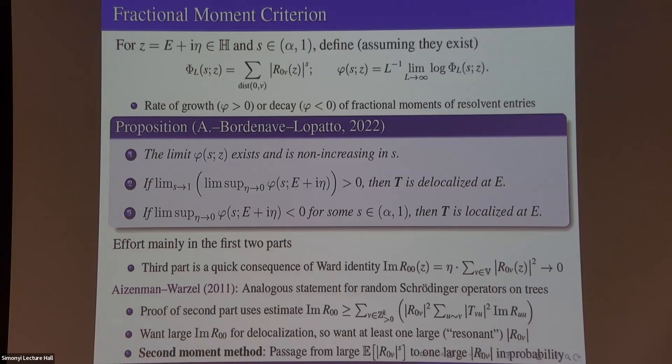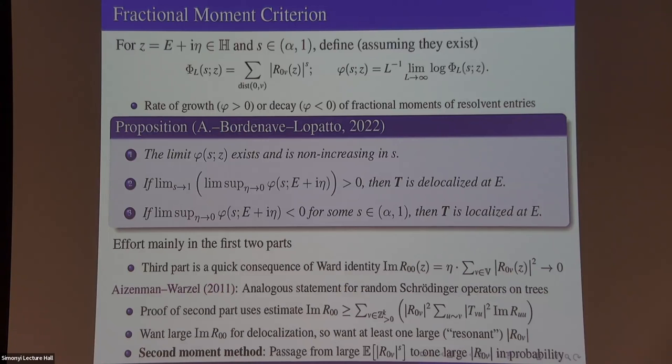So L inverse log. This thing you expect to either grow or decay exponentially in L. So I take its log and divide by L. This will tell me its rate of growth or decay. So this is what I call the spy of SZ. Again, this is just telling me the rate of growth or rate of decay of these fractional moments of the resolvent entry.